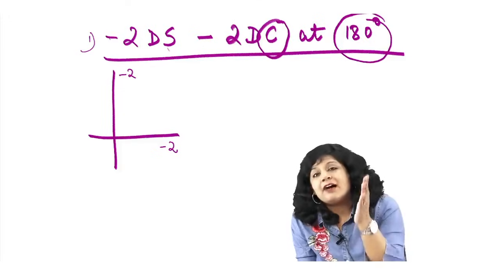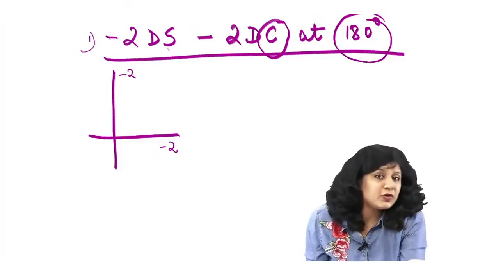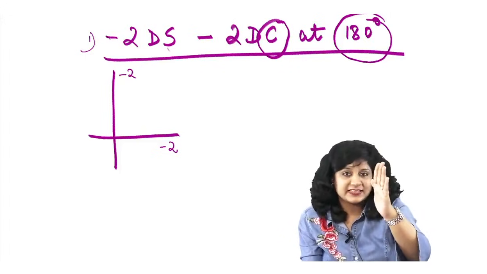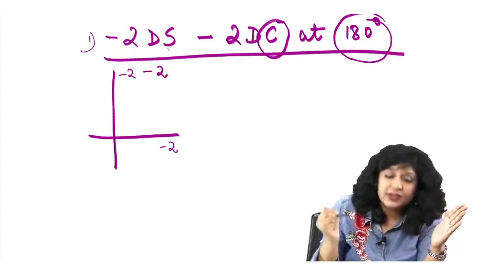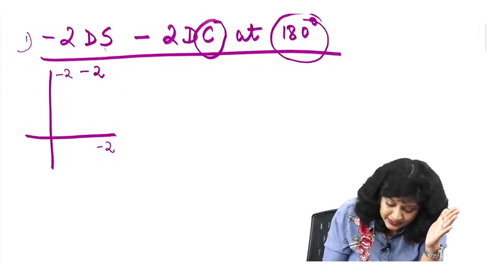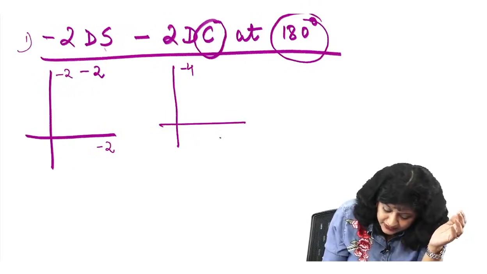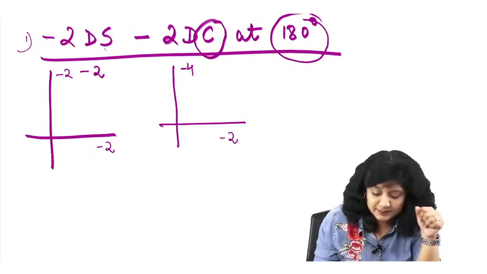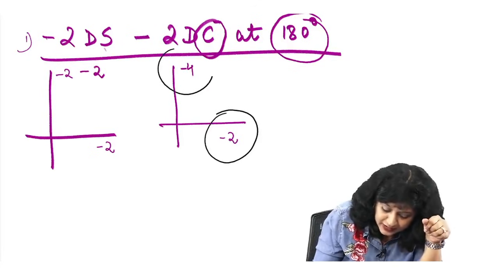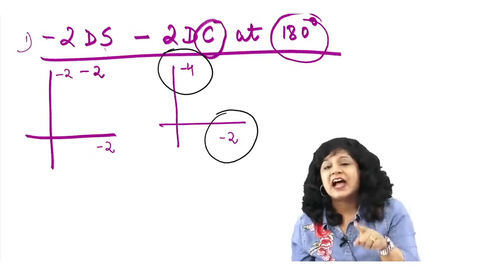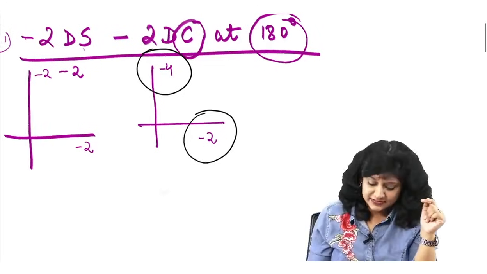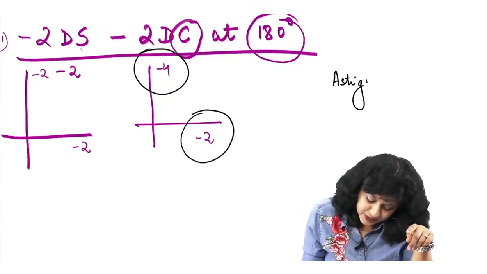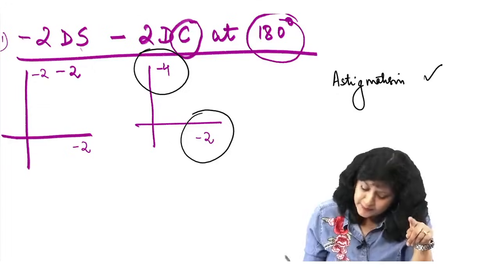And you know that the power of the cylinder will always act at a perpendicular plane. So if you are giving it at 180, it will act at the vertical plane, 90. So I will add -2 here. So what is the final amount you are getting? You are getting -4 here and -2 here. Now first see whether or not it is astigmatism. You are getting -2 here and -4 here. So always start by asking yourself whether or not it is astigmatism. You have got different powers, so yes, this is astigmatism.